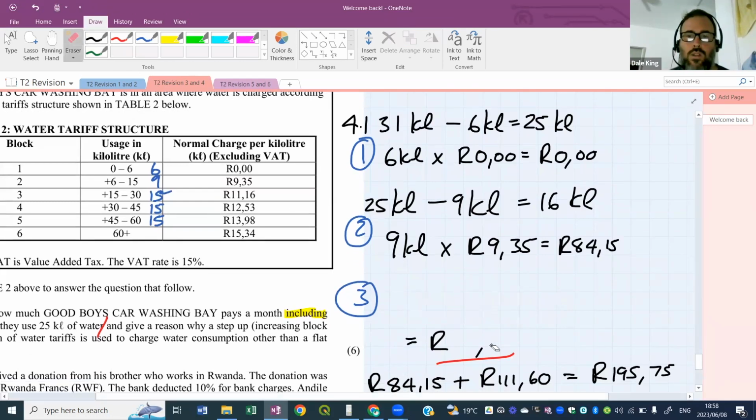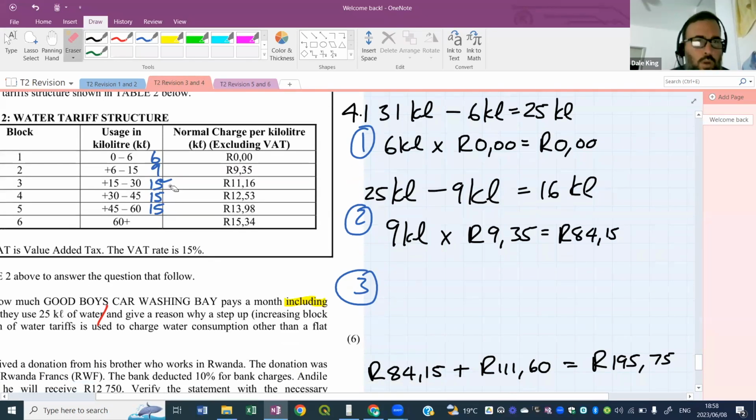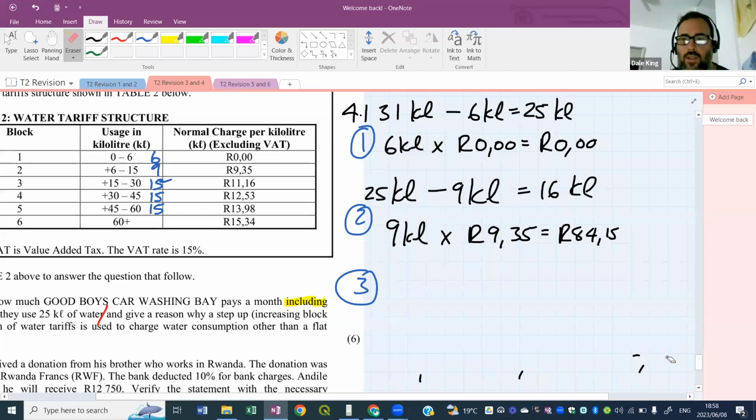How many kiloliters are there in block 3? You'll all look over to block 3, and because I wrote those numbers down there, a quick glance will tell you that I've got 15 kiloliters in block 3, but I've still got 16 kiloliters left, which means I'm going through all of block 3 and I'm hitting block 4.